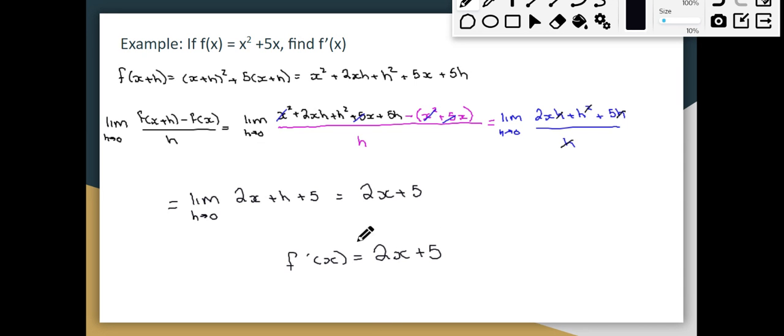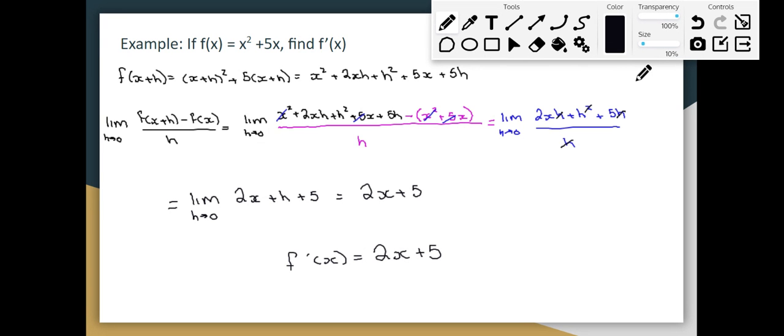Now I can find the slope of this curve at any point. I just have to replace this x value. On the next slide, you'll find some examples. They work through just the same as this, so try those on your own and see how well you do.